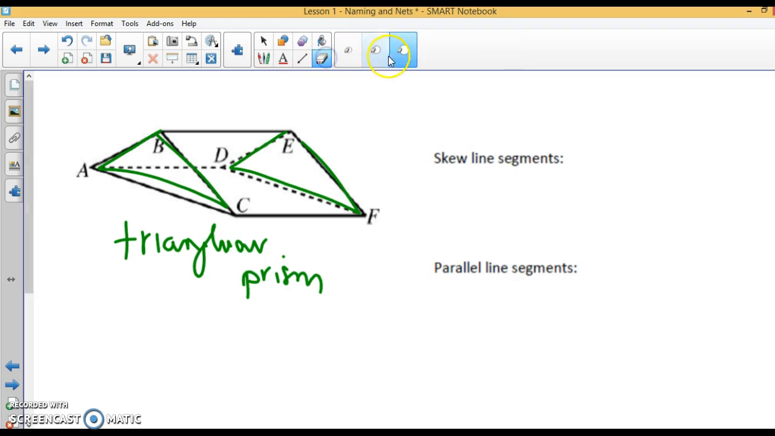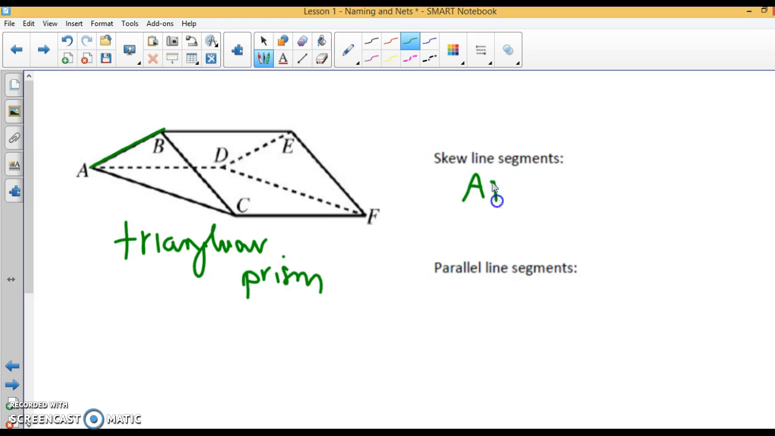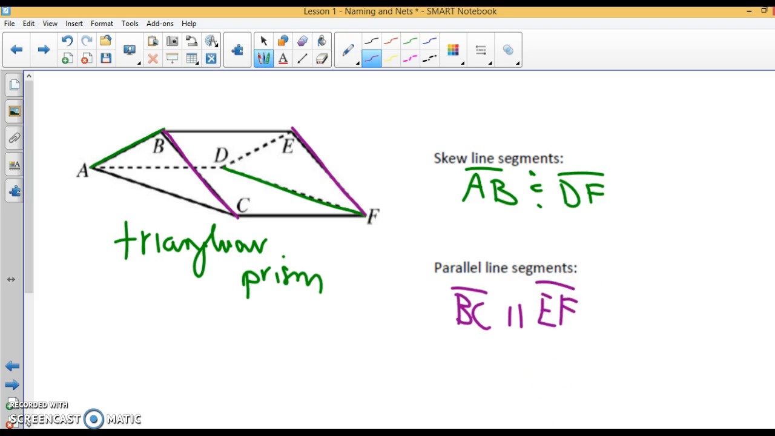Let's get two skew lines. And again, skew lines are lines that never intersect, but they're not in the same plane. So I'm going to do AB, and I'm going to go over here and grab segment DF. They would definitely be skew because they are not ever going to intersect, but they are not parallel. Now, a pair of parallel lines: BC is parallel to EF because they are in the same plane. They don't intersect, but they're in the same plane.